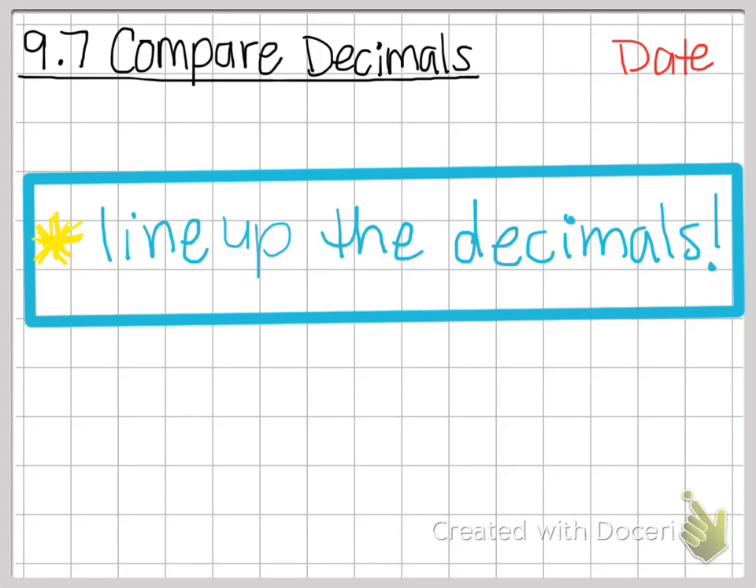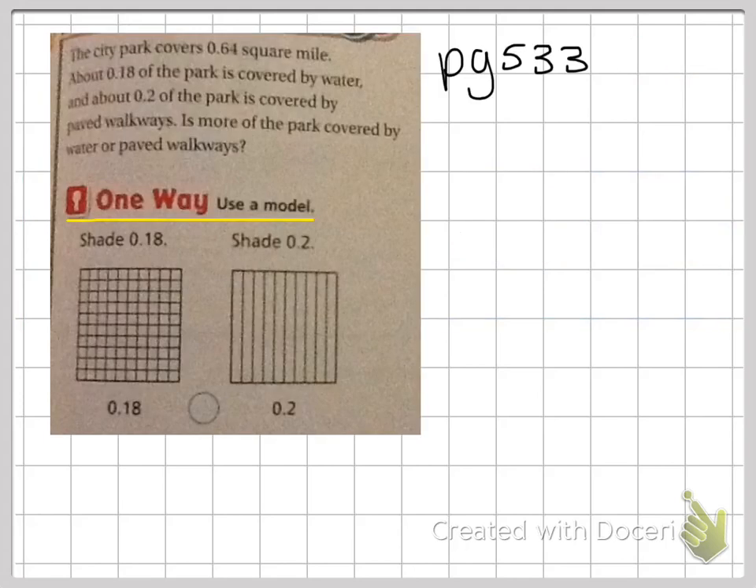So let's get started. We are going to look at the problem on page 533. And again, if you do not have your math book, you can just follow along. You do not have to write down this word problem or draw the models. Just follow along as I explain it to you.